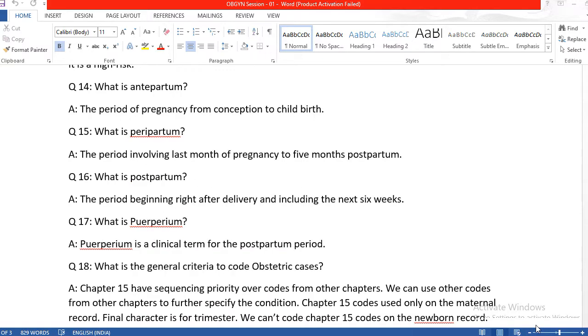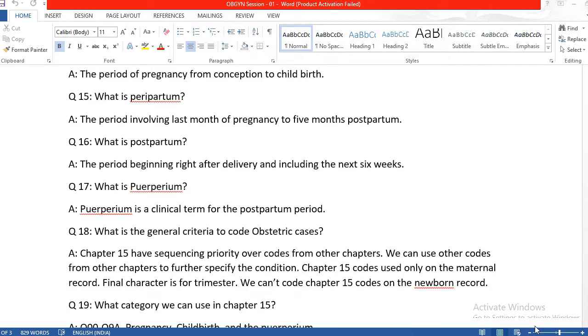What is peripartum? The period involving the last month of pregnancy to 5 months postpartum. Postpartum means post, which means after. So postpartum means after the pregnancy, after the delivery. What is postpartum? The period beginning right after delivery and including the next 6 weeks is postpartum. So it is after the delivery.